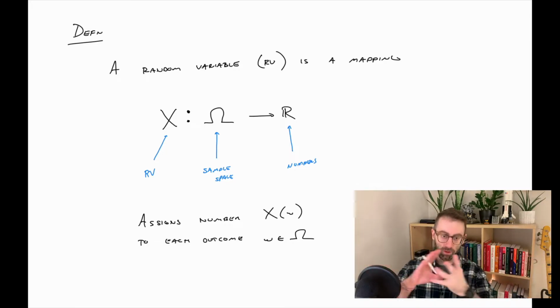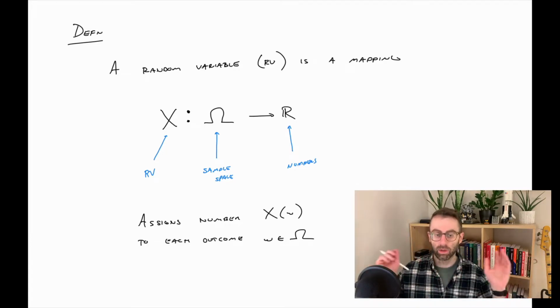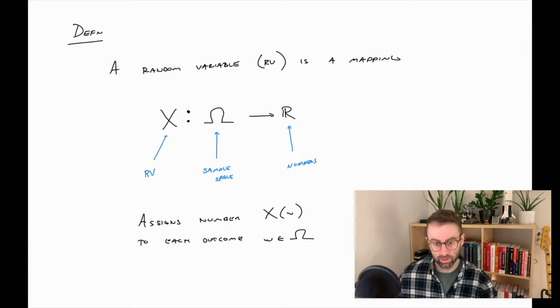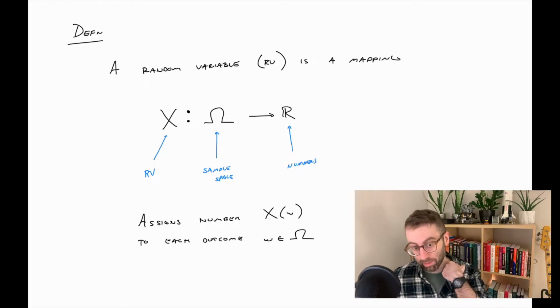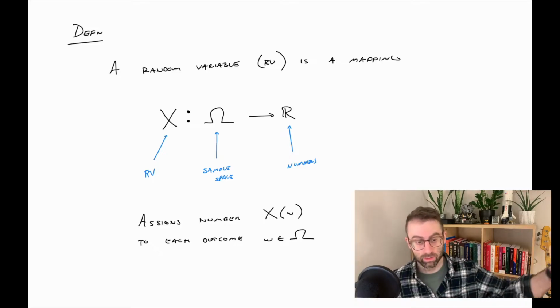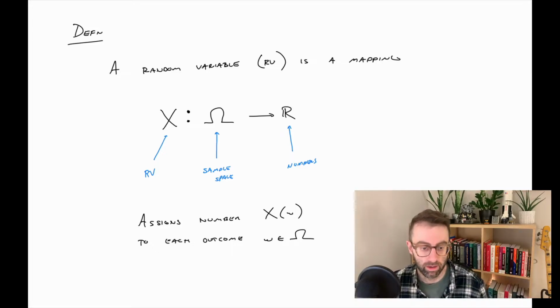But often we lump all of that idea together, and we'll talk about the distributions of the random variables. That is, how often do various numbers pop up when that random variable is applied to a certain sample space or the outcomes of a particular experiment.